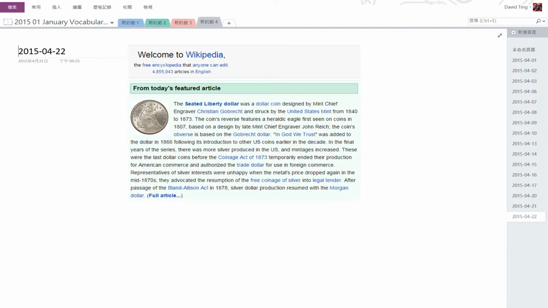Okay, let's go for the second vocabulary word. The second vocabulary word of the day. Obverse. Obverse. Obverse. Okay, now if you can spell those two words, please spell them out.